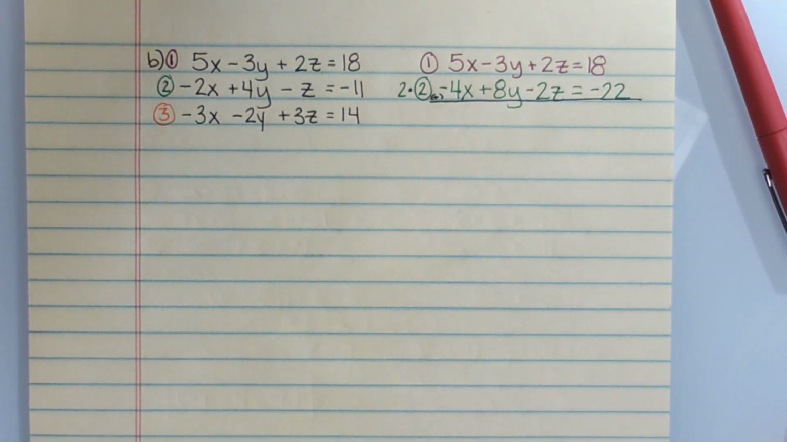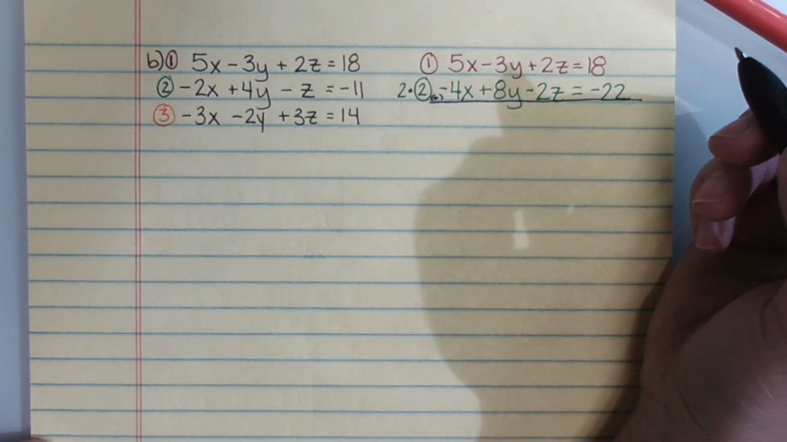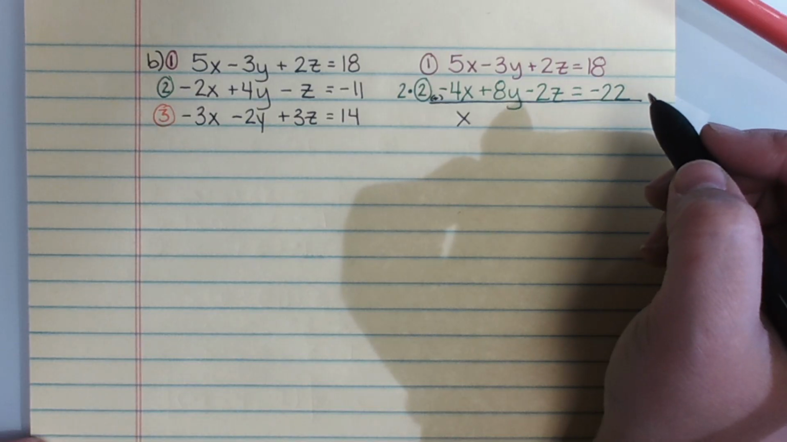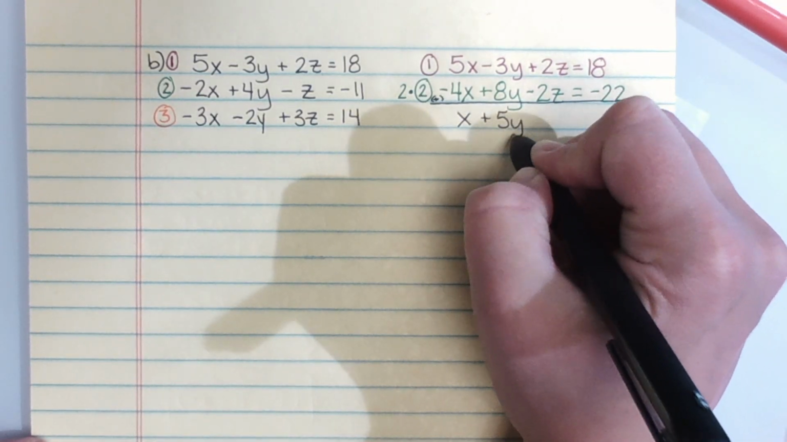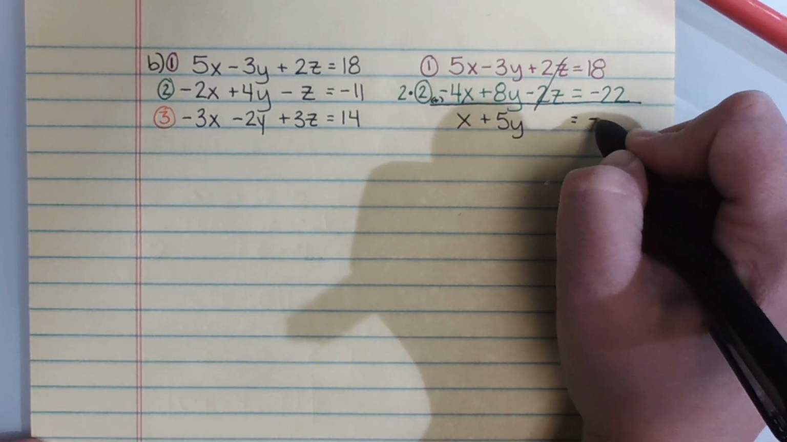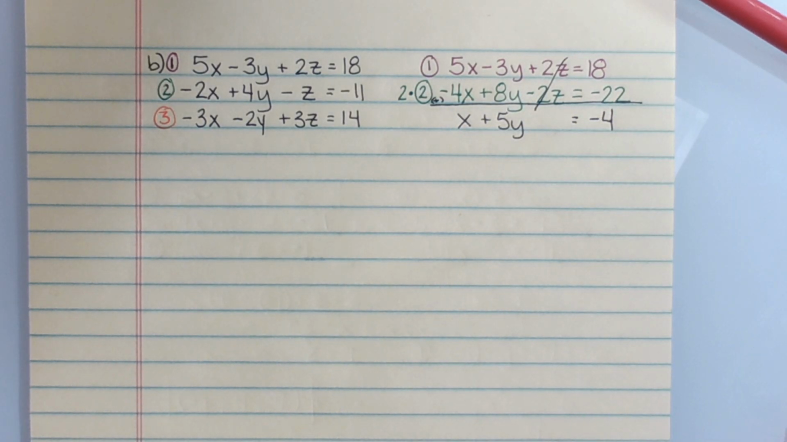What is 5x plus negative 4x? X. What is negative 3 plus 8? Positive 5. Why? Those cancel out. If they don't cancel out, you did something wrong. Equals negative 4. Here's where people tend to get stuck. What comes next? Y, 5y.